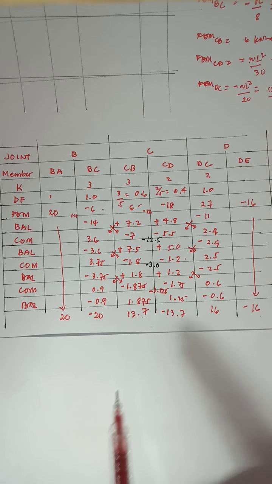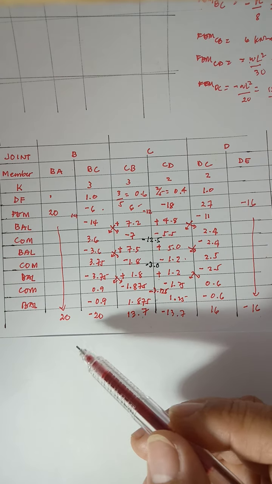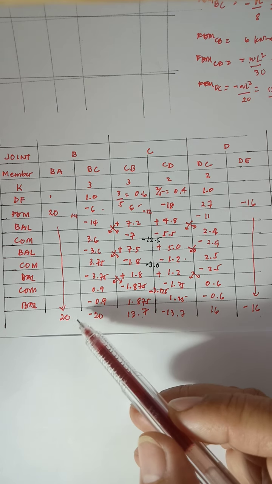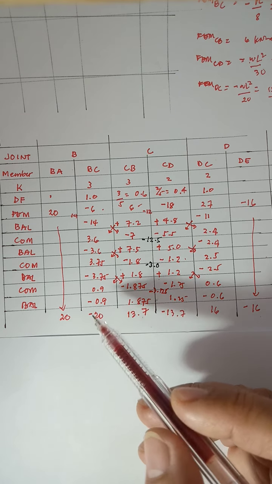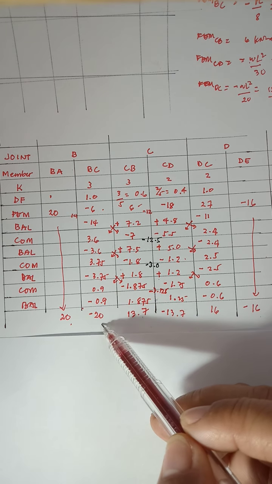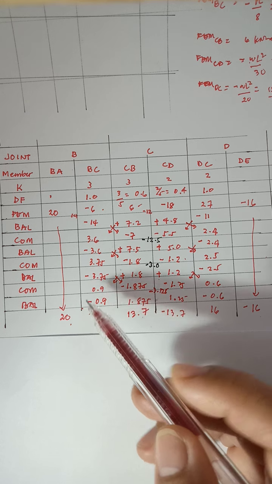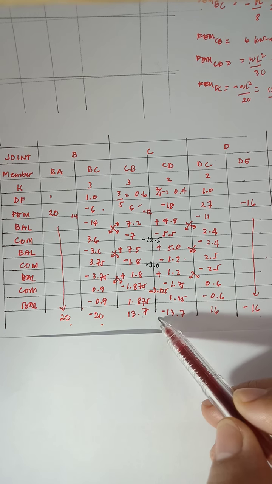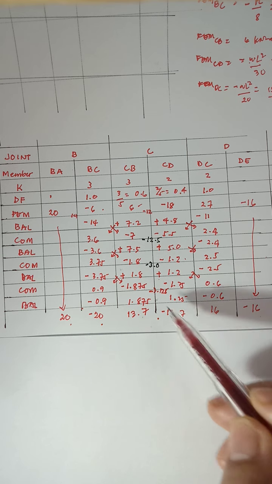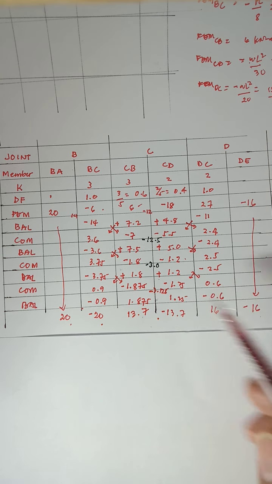Okay, so after determining the end moments at the joints of the member, you can also check the moments. As you can see at joint B, 20 and minus 20, so the sum is 0. And at joint C, you have 13.7 and negative 13.7. The sum also is 0. And at joint D, you have 16 and minus 16. So the sum is 0.